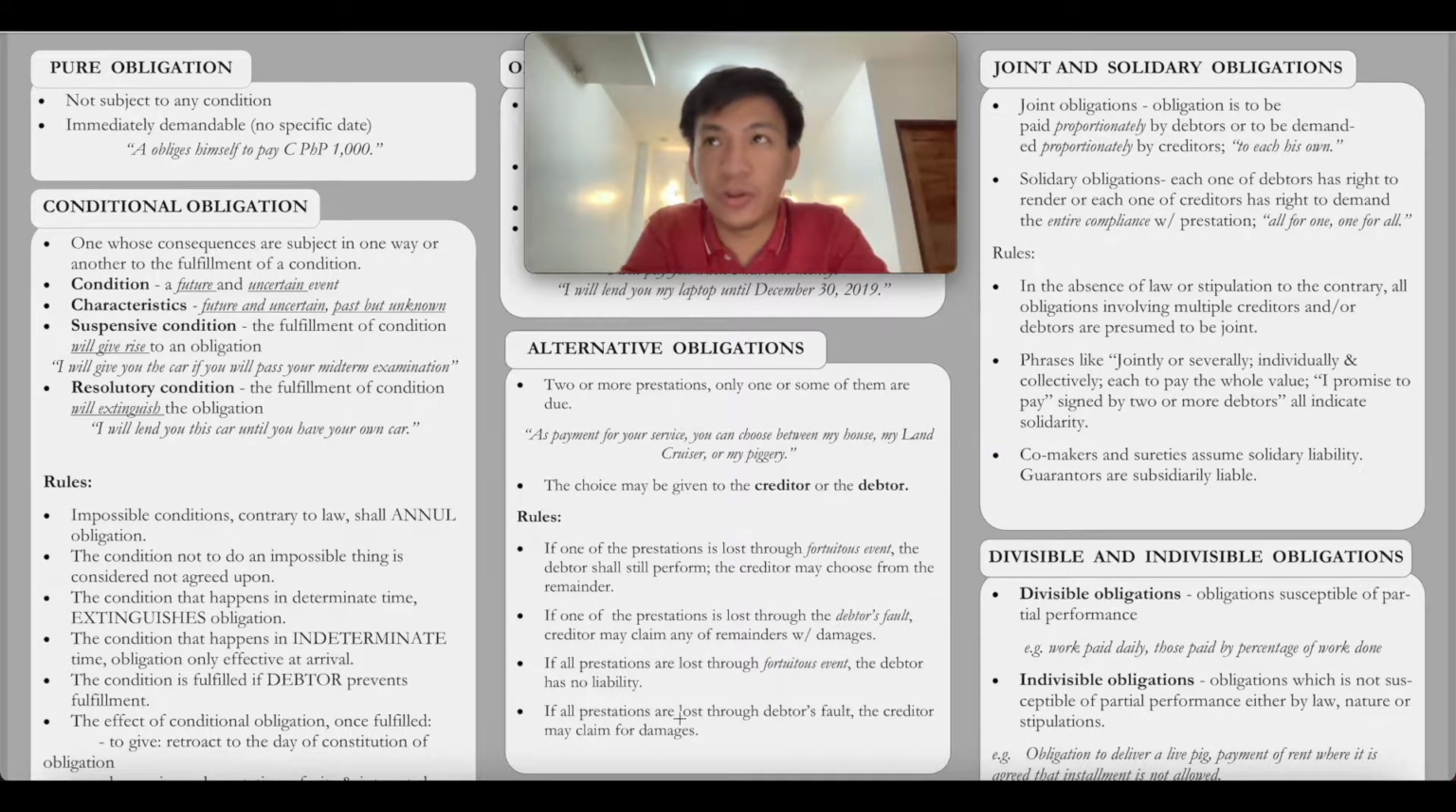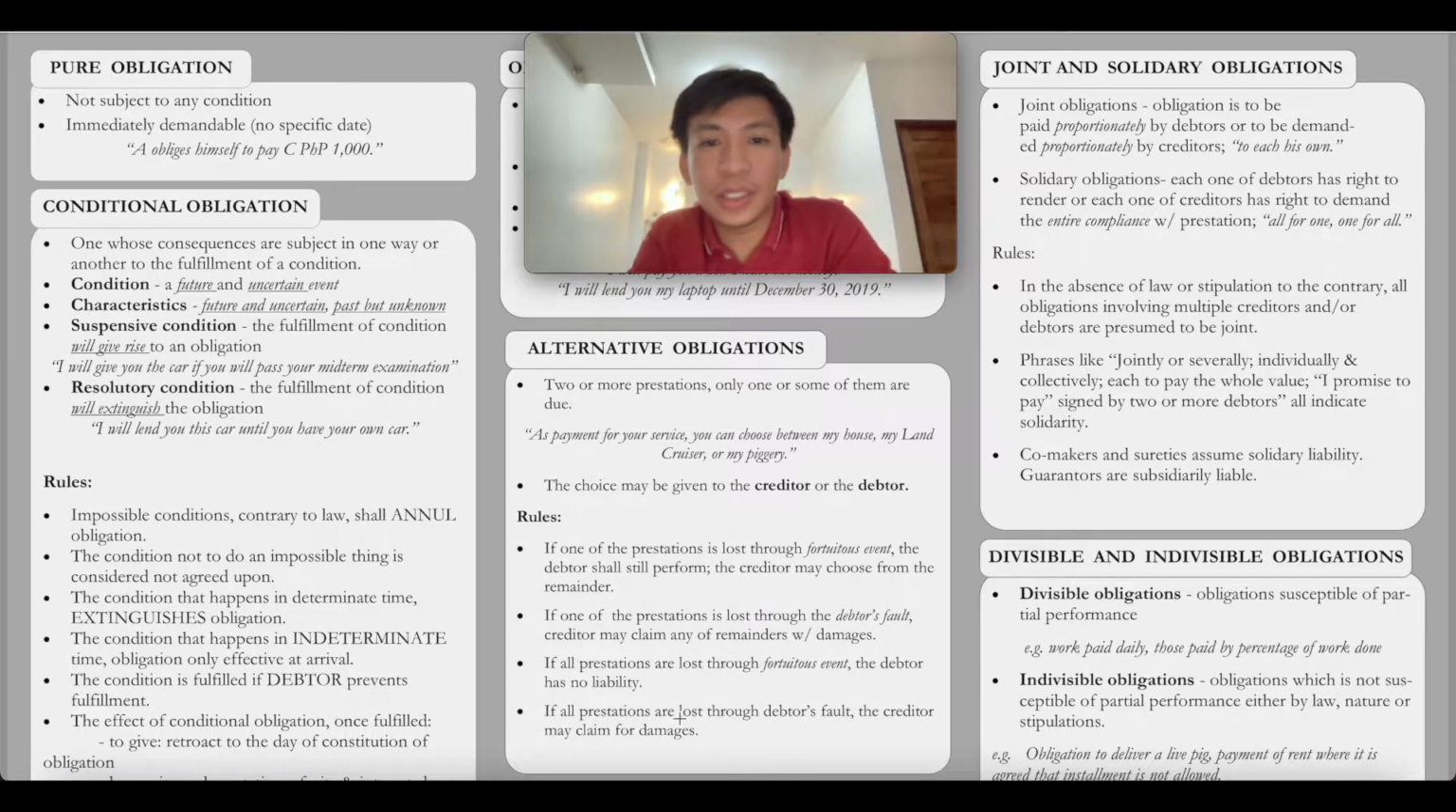What is a condition in the legal sense? Ano ba yung tinatawag natin na condition? Well, a condition is a future and uncertain event. It is something na mangyayari pa lang in the future at hindi tayo sure kung kailan siya darating or kung darating man siya o hindi. Okay?